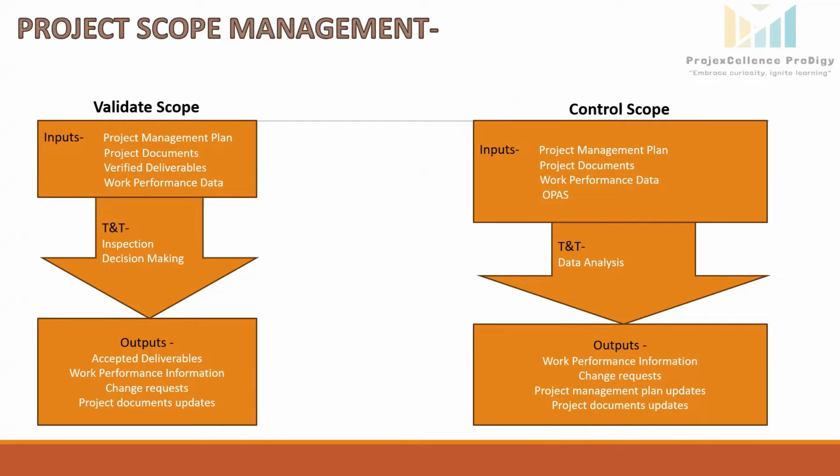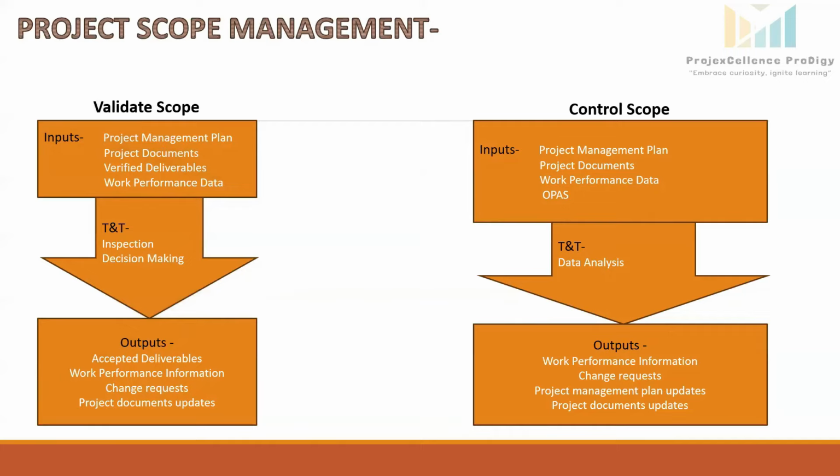Project document updates. The lessons learned register: documenting any lessons learned during the scope validation process. Requirements documentation: updates may be required if the scope changes or new requirements are identified. Requirements traceability matrix: it will be updated to reflect the status of the validated and accepted requirements.